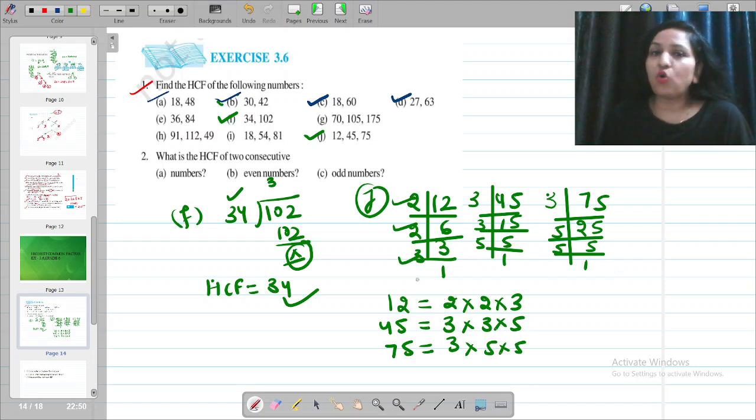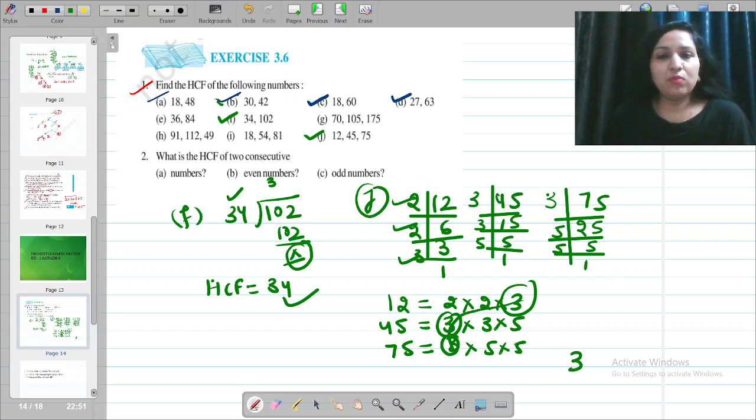Which factor is common in all 3? Let's have a look. Is 2 common? We don't have 2 in 45 and 75. It is not common. Do we have 3 common? We have 1, 3 here, 1, 3 here and 1, 3 here. So this is one pair. The number which is common in all, you just need to take it once out. This is one pair. I have taken 3 out.